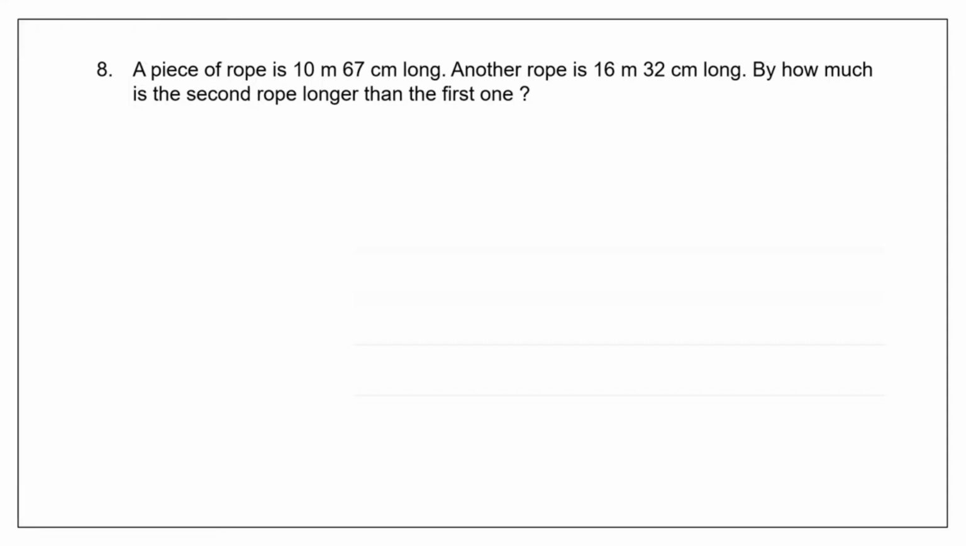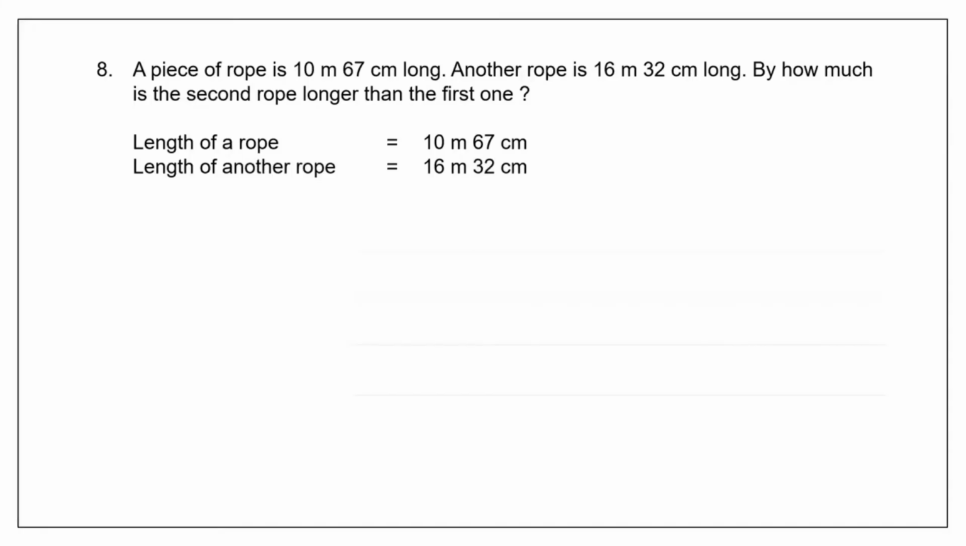So let's start our answer. First, we write the length of the first rope, which is 10 meters, 67 centimeters. Length of another rope is 16 meters, 32 centimeters. As you can see, the second rope is longer. Now, the second rope is longer than the first one by, now we are going to find that out. And how do we find that out? By subtracting both. Okay, so when we subtract, we put the bigger number on top.